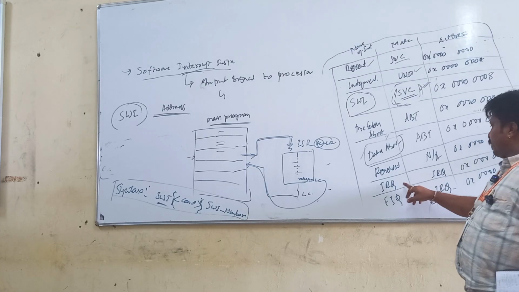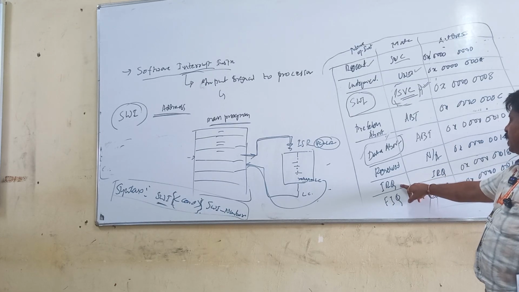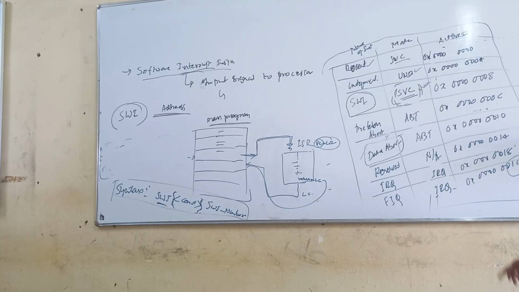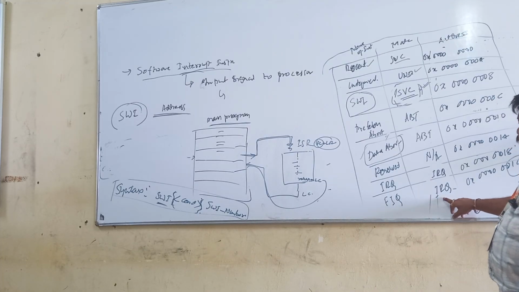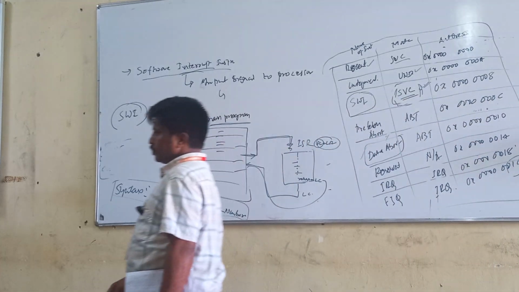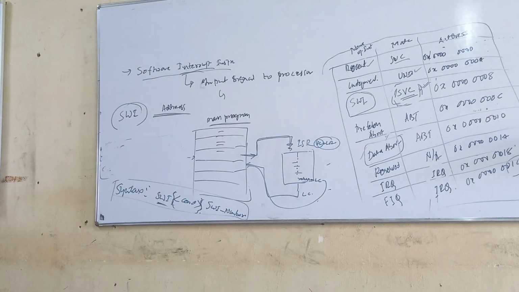Next is the interrupt request. When an interrupt request occurs, my processor moves to the interrupt request mode only, and the address for this is 0x00000018. Then the fast interrupt request moves to the fast interrupt request mode, and the address for this particular mode is 0x0000001C. Just write it down and copy that one.